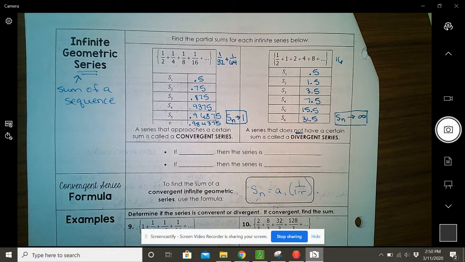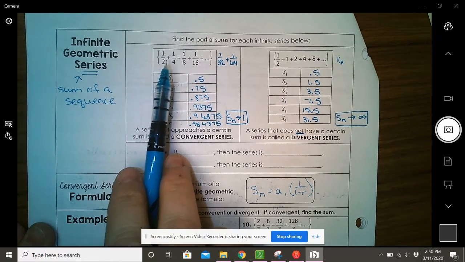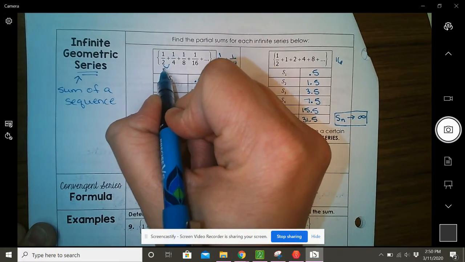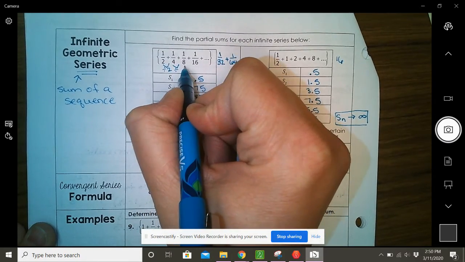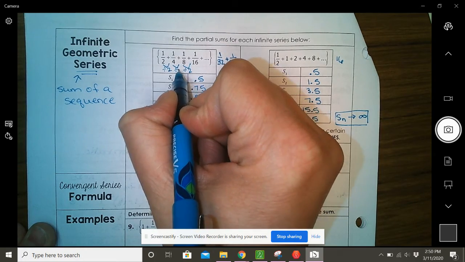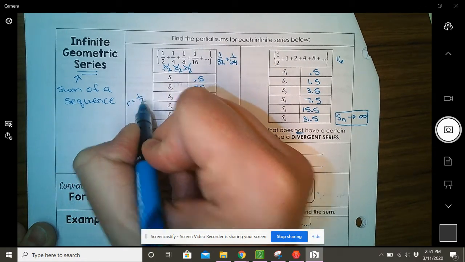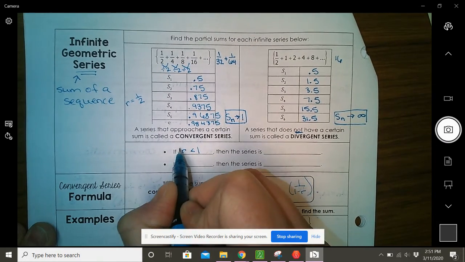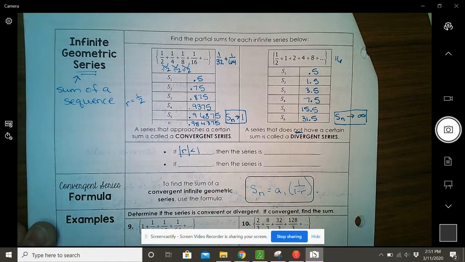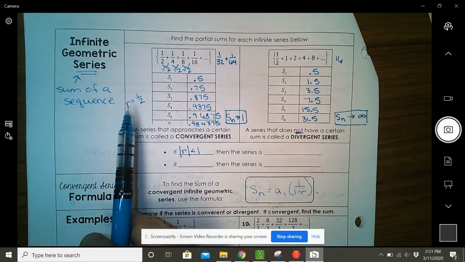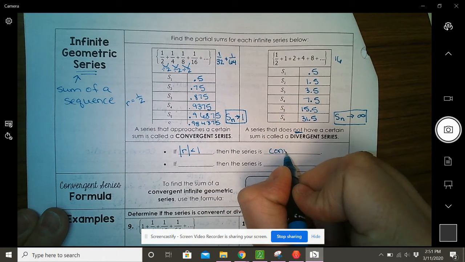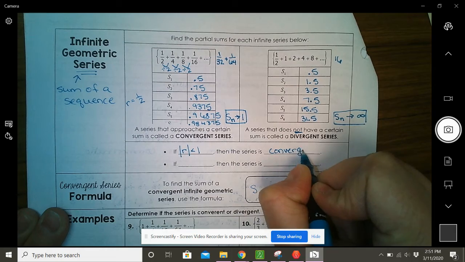One way that you can tell the difference is the R values. Let's go back over here and check out this R value. For each term, I'm dividing by 2 each time, so it's getting half as big each time. So this R value is a half. If the absolute value of R is less than 1, because it could be the same with a negative 1/2, that will always be a convergent series.